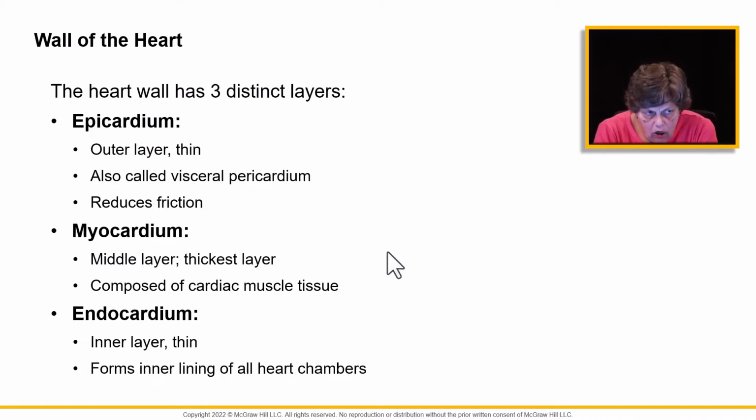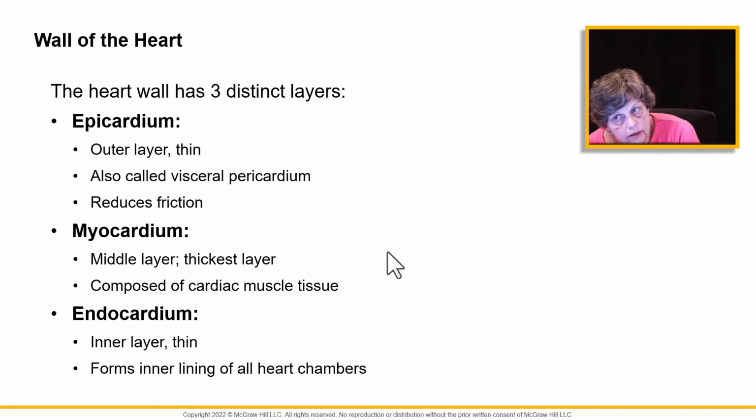The epicardium, this is the outer layer. It is also called the visceral pericardium. Remember, we said it's outside. So this is, again, to reduce this friction.